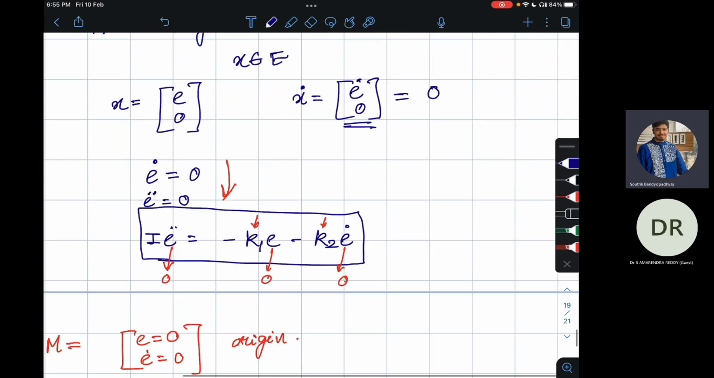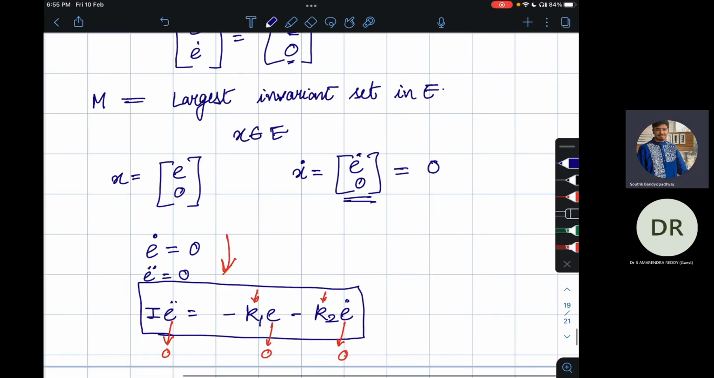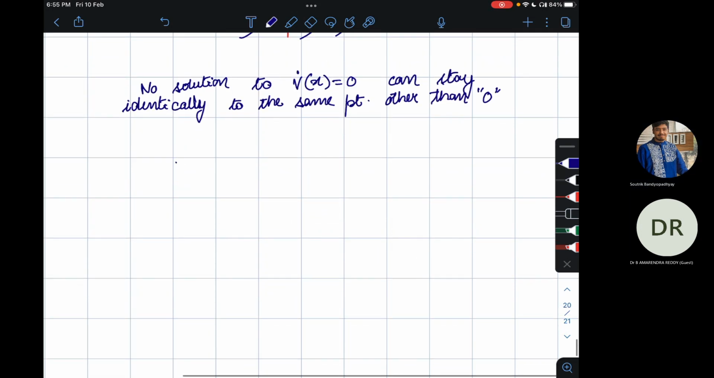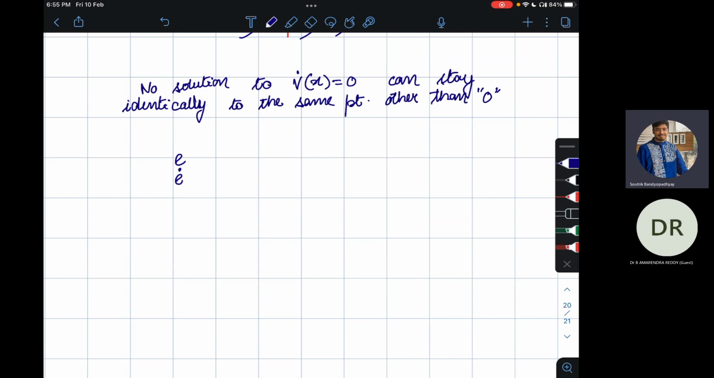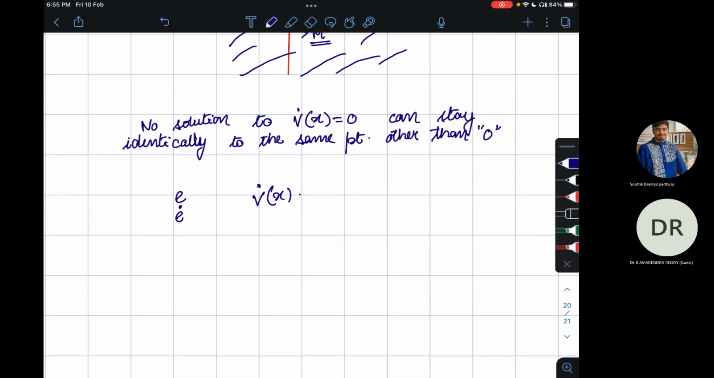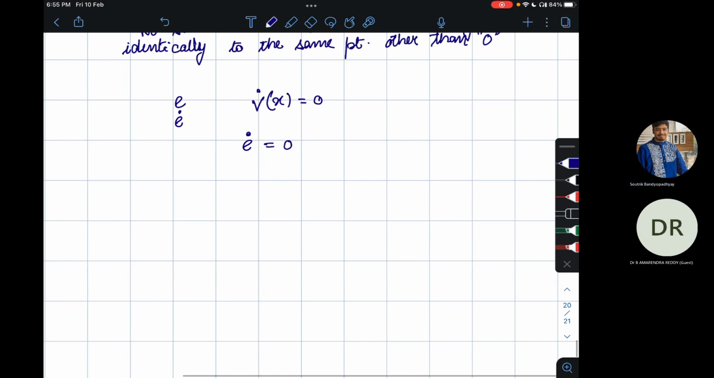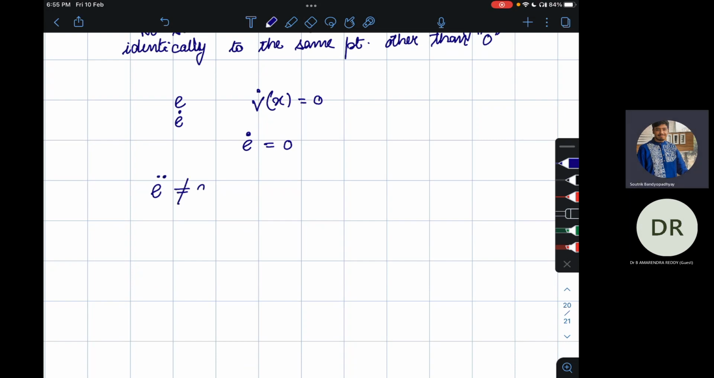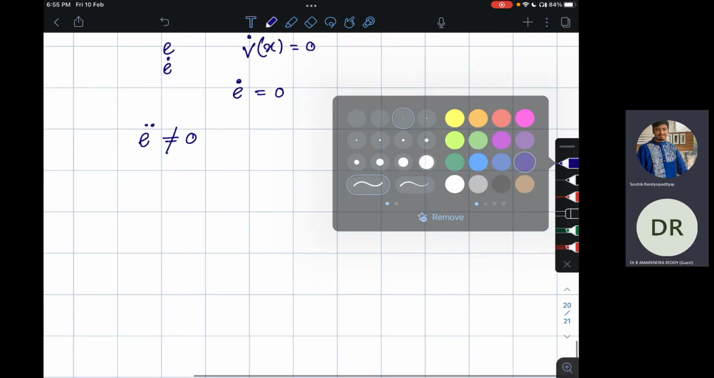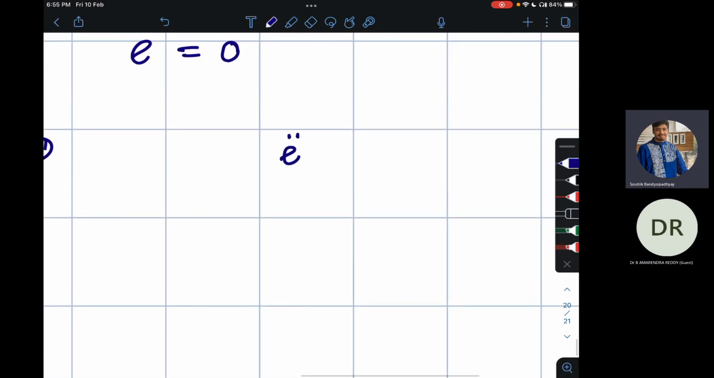Suppose there is a solution e and e dot which satisfies V dot equal to 0. This implies e dot was equal to 0, right? Now no solution with e dot equal to 0 can identically stay there. So e double dot cannot be equal to 0 for any other value except the origin. So let's see what are the values where e double dot is equal to 0.